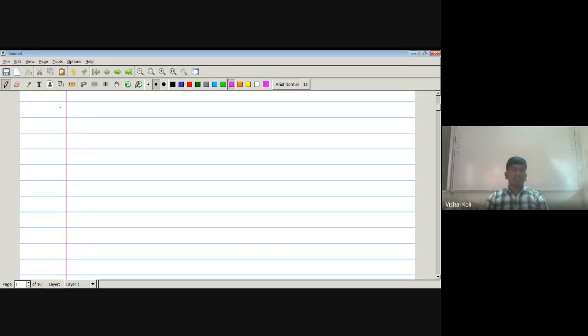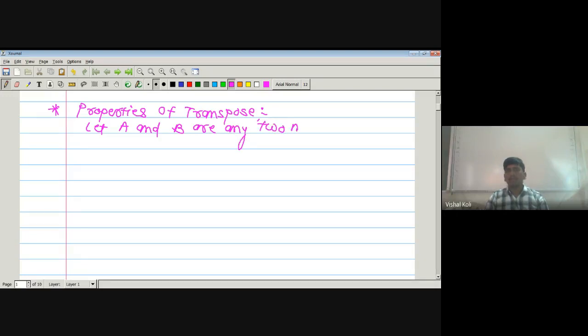Okay, now next there are some properties of the transpose of a matrix. Let A and B be any two matrices. The first property is that the transpose of a transpose is again the original matrix.